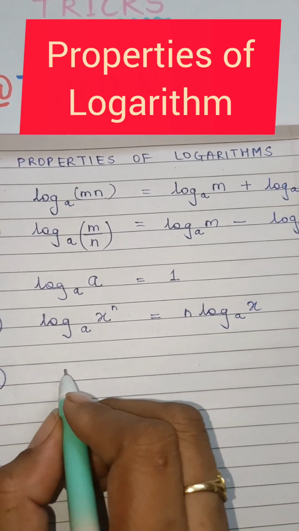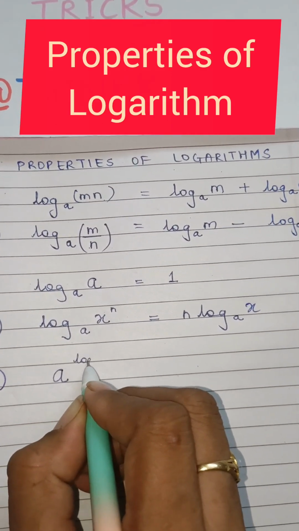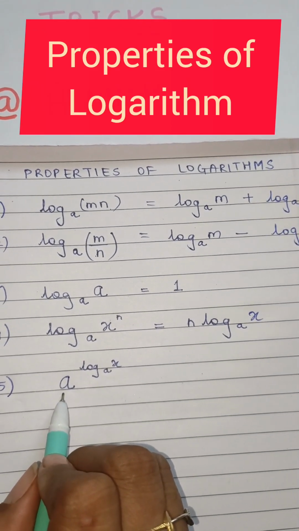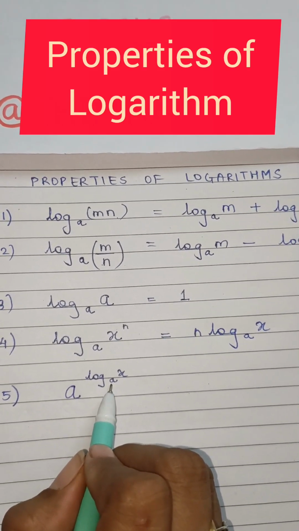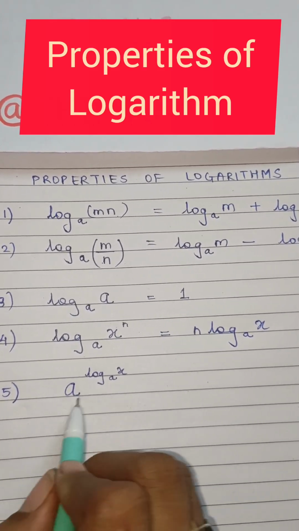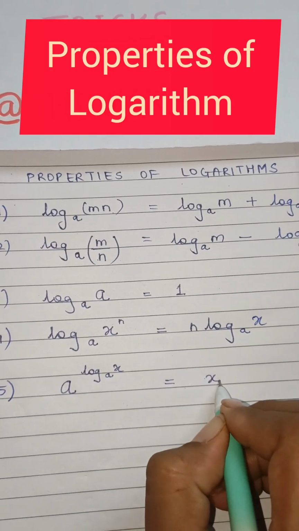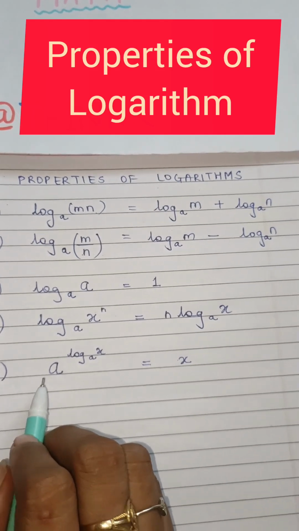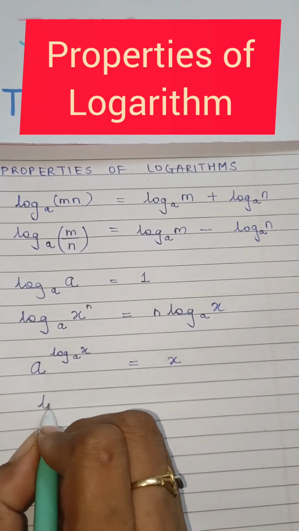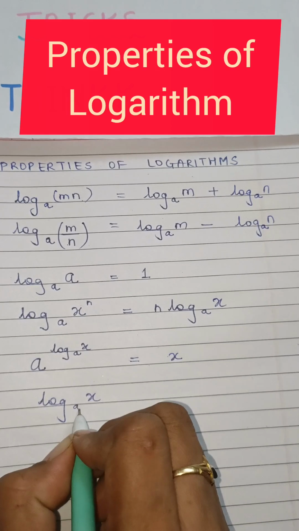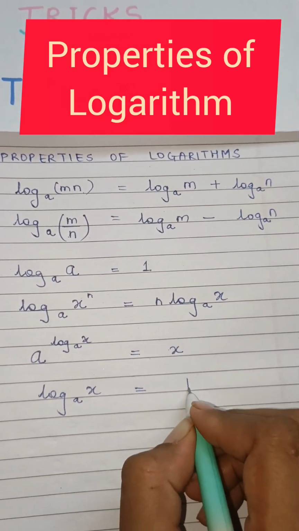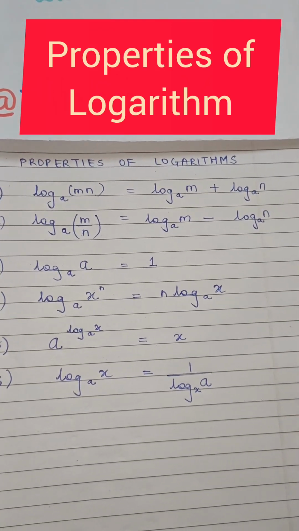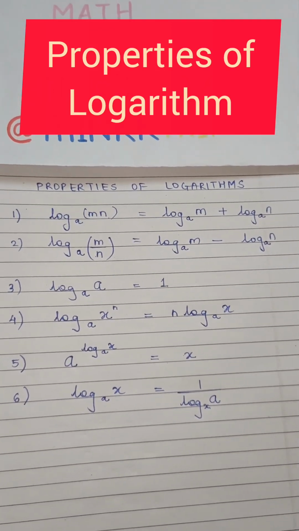Next property is if A is raised to log of x to the base A, means this log is raised to some A and the base of the logarithm is also A. So when this kind of question will come, then you can directly write the argument as the answer. Log and exponentials are inverse of each other. And lastly, if you have log of x to the base A, then you can write its reciprocal as log of A to the base x. So these properties you can use in solving various questions related to logarithms.